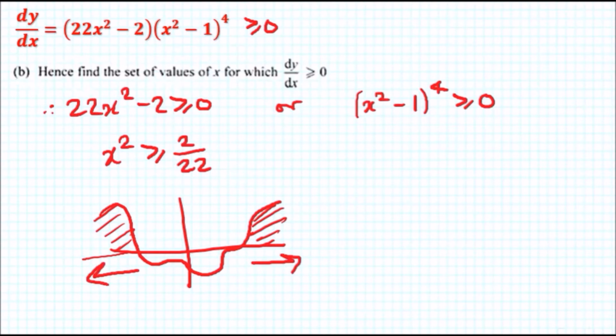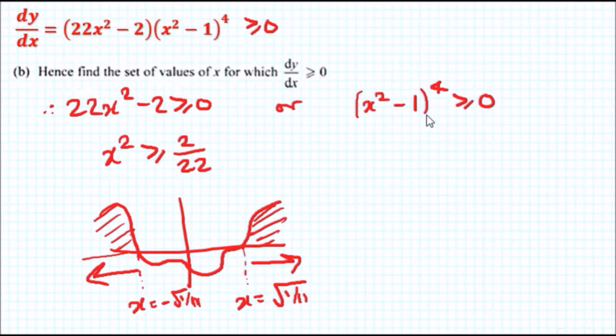So basically, square rooting this one will give us plus or minus root 1 over 11. So this point here would be x equals minus the square root of 1 over 11. And this point here would be x equals positive root 1 over 11. Okay, so far this is what the range of values x can take.